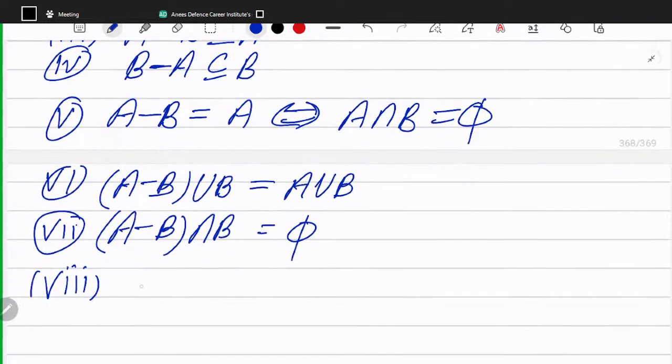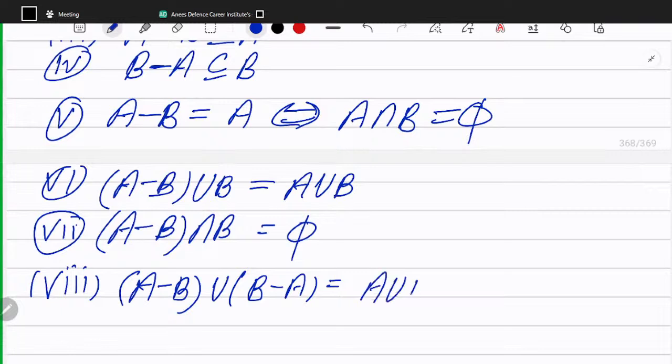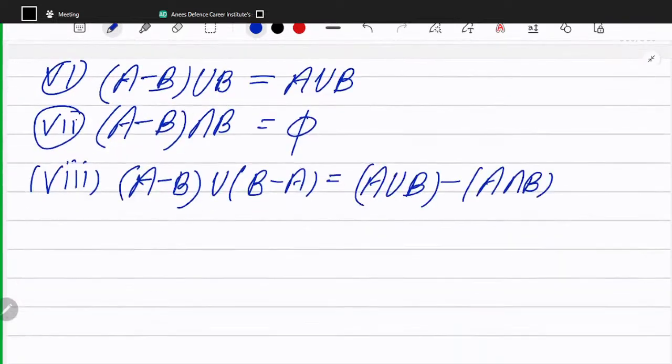Eighth one is A minus B union B minus A, which is A union B minus A intersection B.